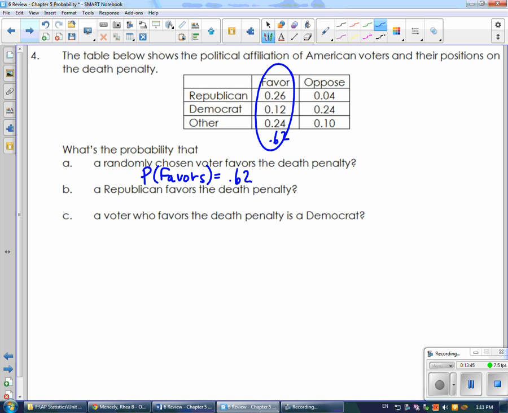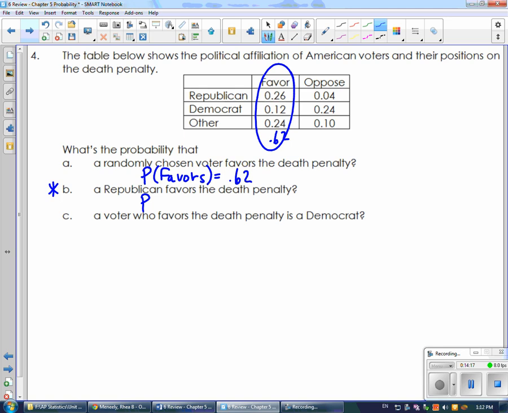If I wanted to find the probability that a Republican favors the death penalty, I'm not given anything in advance. I'm just looking for them being Republican and favoring the death penalty. This is something that I would say people would get confused with the wording. So if it said something like, if you know that the person is a Republican and you want to know the probability of them favoring the death penalty, then it becomes a conditional probability.